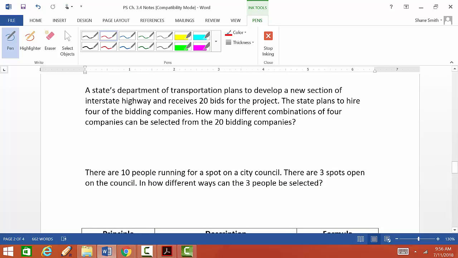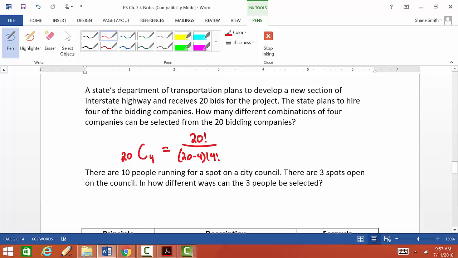So let's talk about this. It says a state's Department of Transportation plans to develop a new section of interstate highway and receives 20 bids for the project. The state plans to hire 4 of the bidding companies. How many different combinations of 4 companies can be selected from the 20 bidding companies? So there's 20 companies we're selecting from, and we're choosing 4 of them. And this is a combination because I'm selecting 4 of the 20, and I don't care about the order that I get those four. So this is just 20C4, which would be 20 factorial over 20 minus 4 factorial, times 4 factorial.